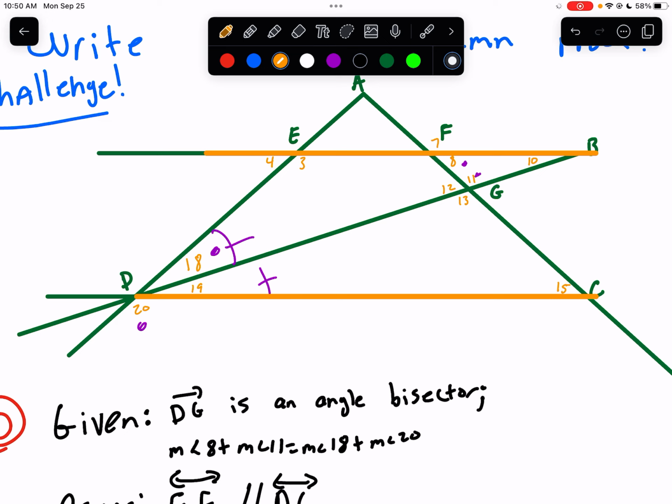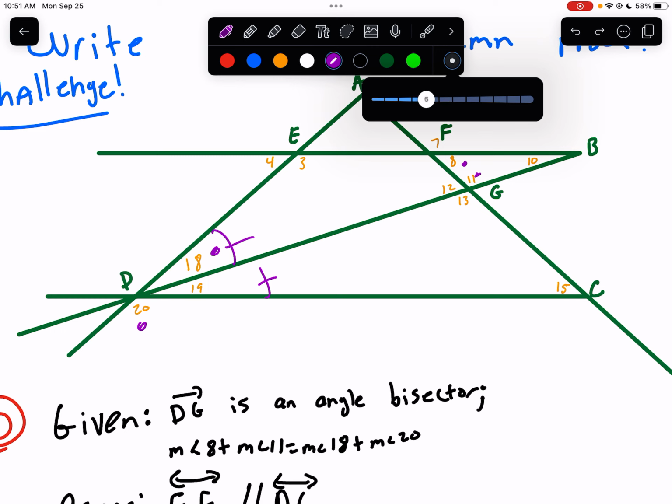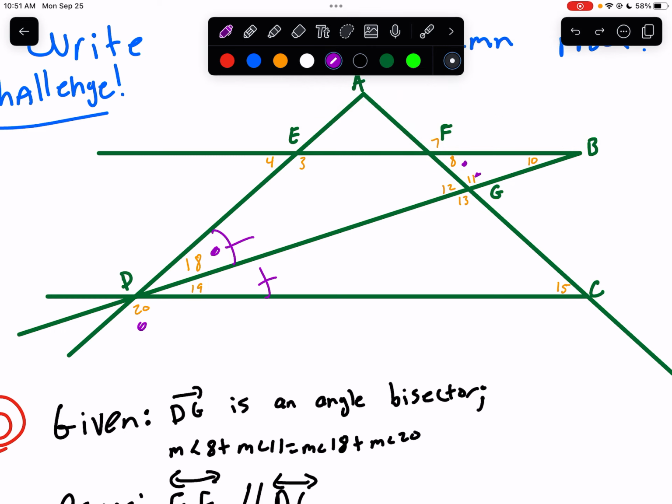And the angles we know something about are here and here. Well, the only line that can get us anywhere close is this transversal, but it goes all the way to 10. So this might be a little tricky to see, but what I'm going to do is set up two equations.